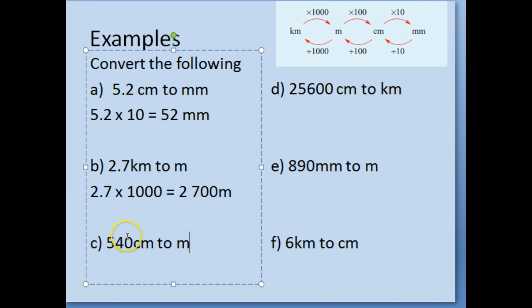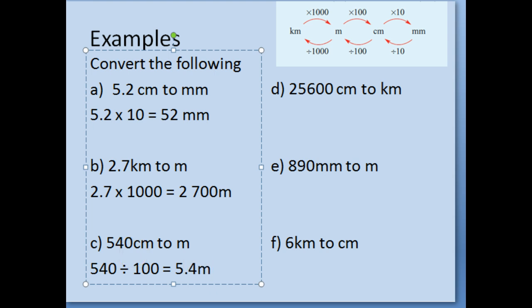Okay, lucky last one. We're going from 540 centimetres to metres. So we're going the other way this time. We're going from centimetres up to metres. So that means we need to divide by 100. And so we'll get 5.4 metres.